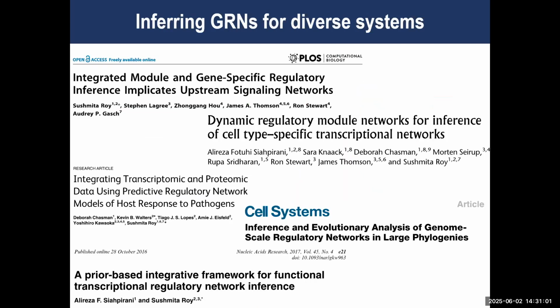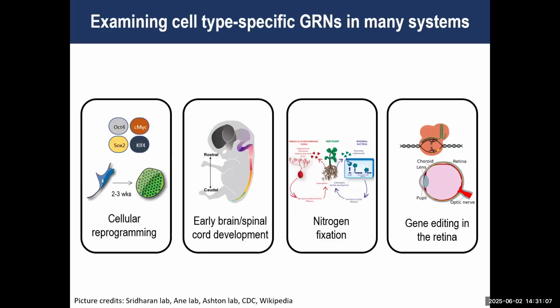We don't have any supervised data, and we want to learn the graph structure as well as the parameters. In inferring gene regulatory networks, Roy Lab has done a couple of research projects in this area, and specifically we are examining cell type specific networks in these different areas. Cellular reprogramming, which is how one cell converts into another cell type. Second, a very good example is how early brain development happens, and then nitrogen fixation in plants, which I'll be focusing on more in the subsequent slides, and then gene editing in the retina. Can we edit genes in our eyes to cure retinitis pigmentosa? This is very interesting.